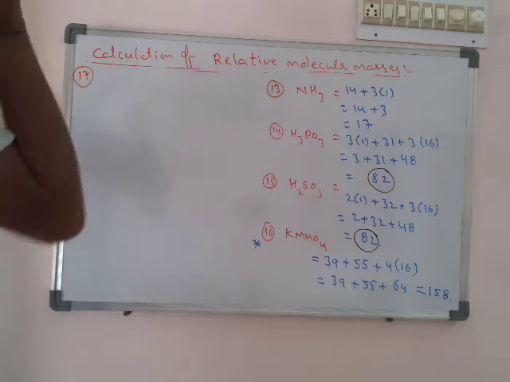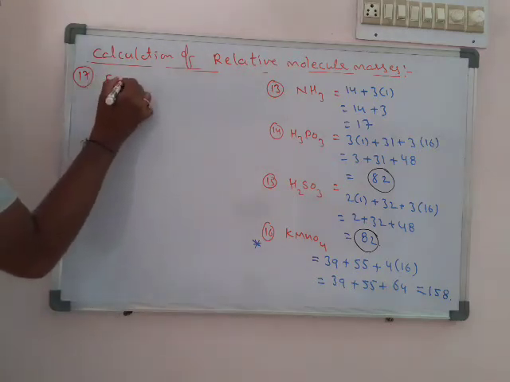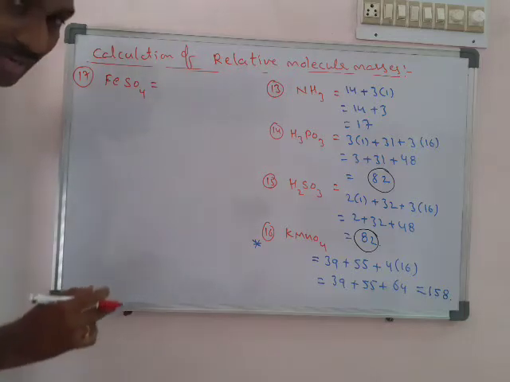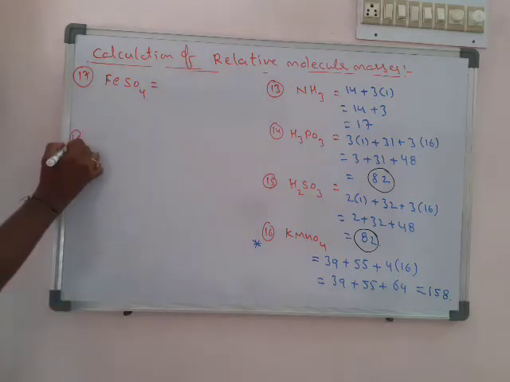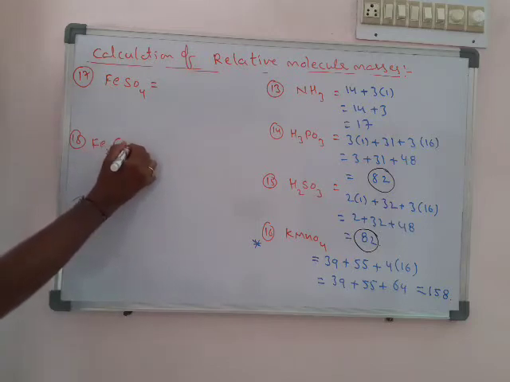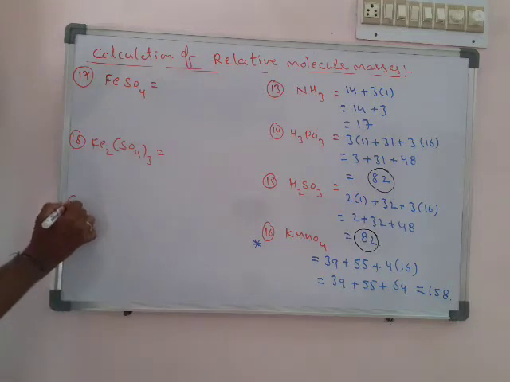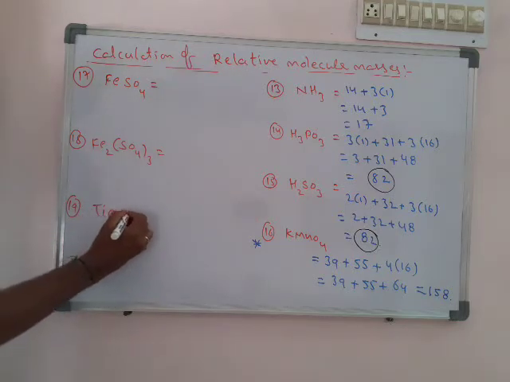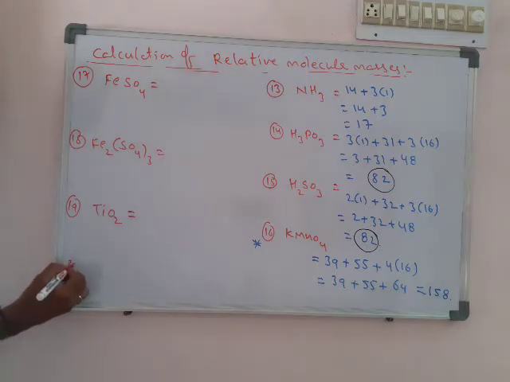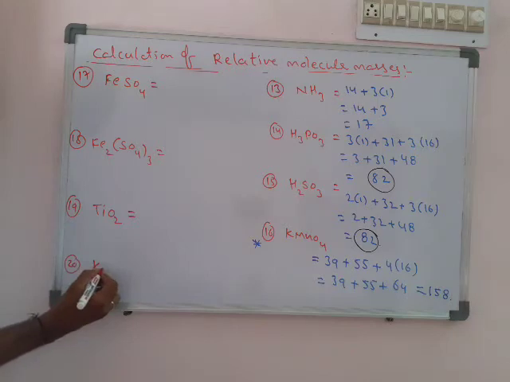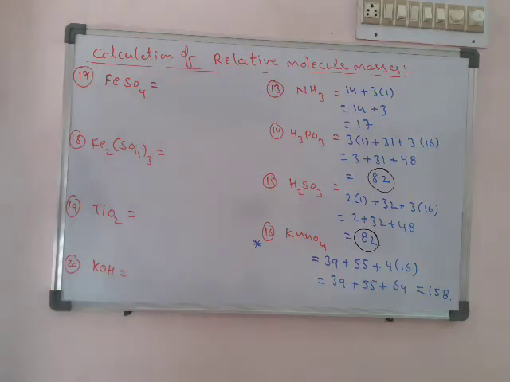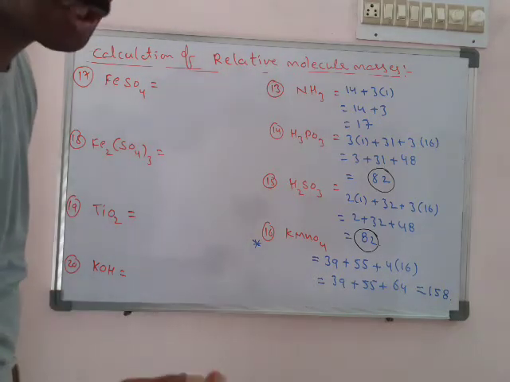Potassium permanganate and we know ferrous sulfate. What is the name of FeSO4? Ferrous sulfate. Next, what about Fe2(SO4)3? It is ferric sulfate. Next, titanium dioxide, TiO2. Next, first we do this ferrous one. Potassium hydroxide. Just by practicing, you will get perfect in atomic weights of individual elements.